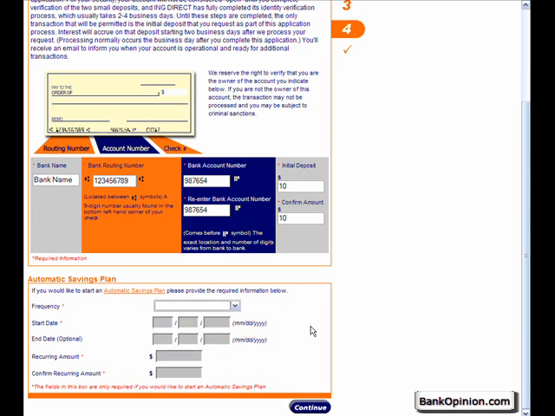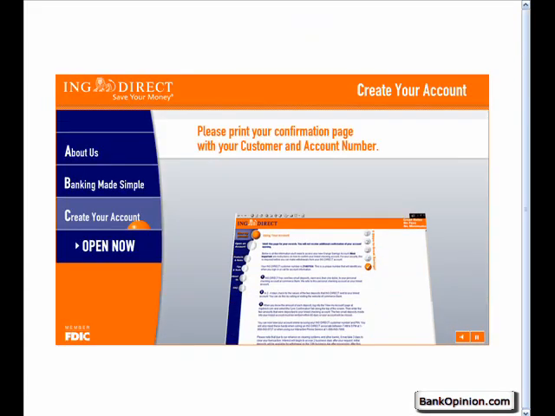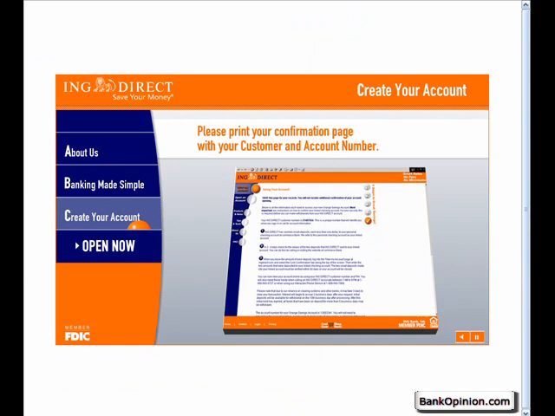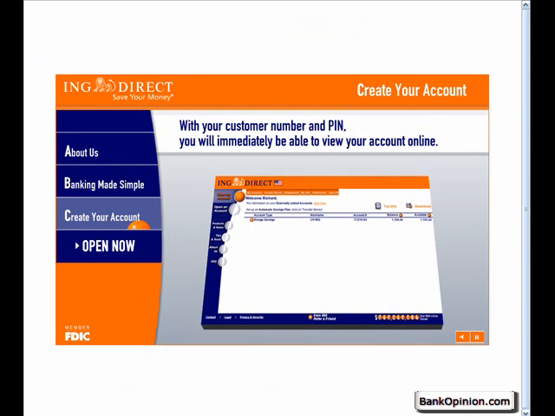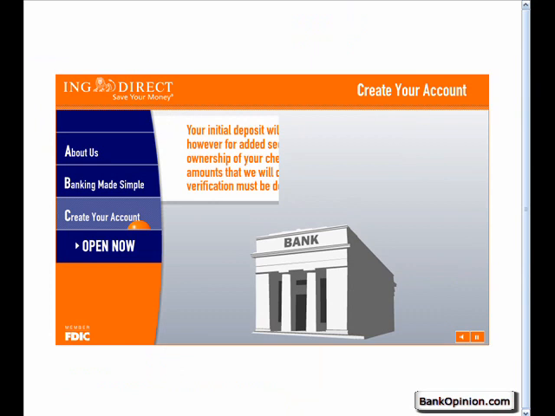Now we're not going to set that up now. We're going to go ahead and continue, and that should take us to a congratulations page, a confirmation page. So you'll want to print that out. That has your customer number and your account number. So that's 2 security numbers you're going to need. With your customer number and your PIN, you'll be able to immediately log in and view your account online.